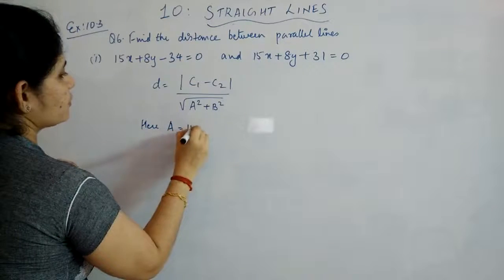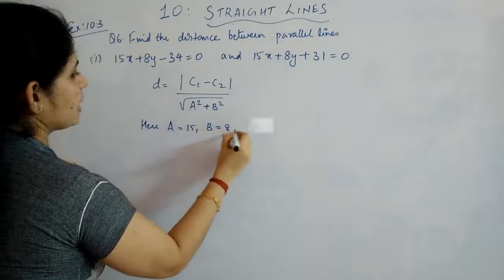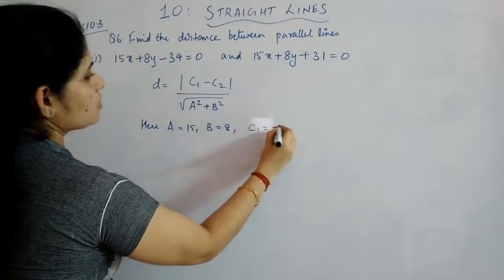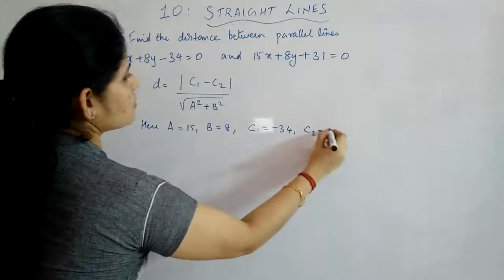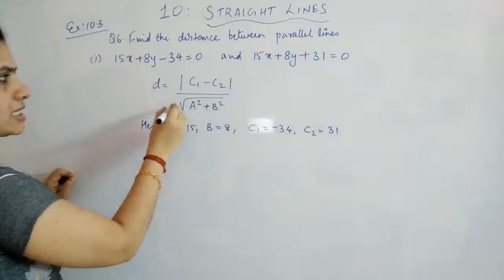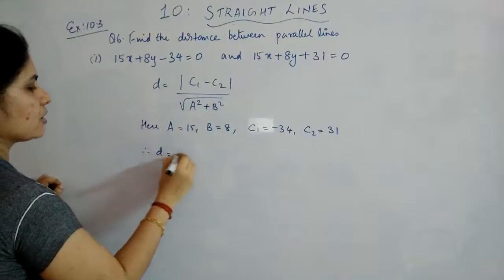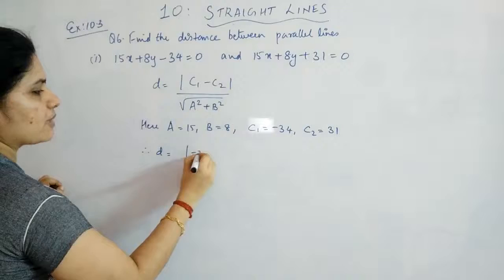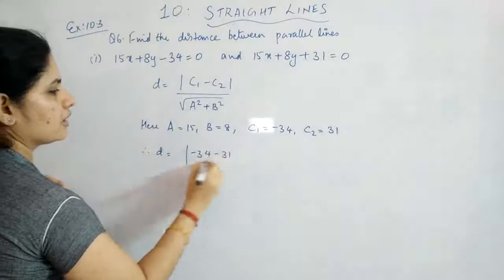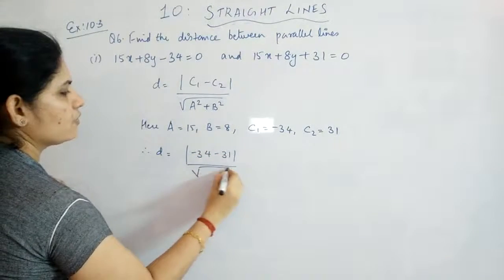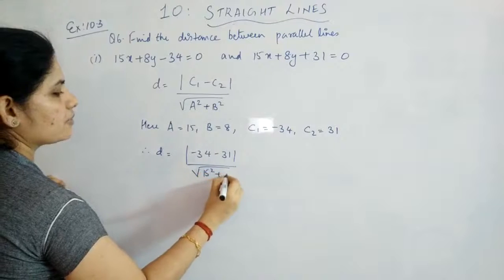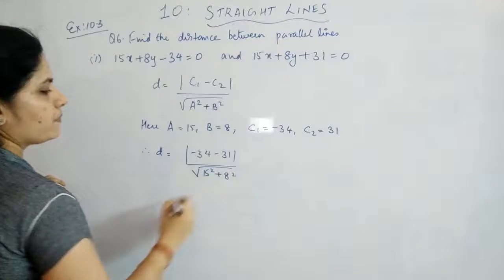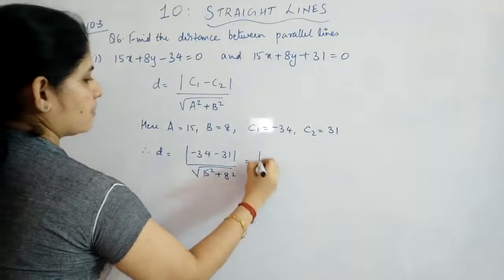a is equal to 15, b is equal to 8, c1 is equal to minus 34 and c2 is equal to 31. So you can just replace here. Therefore D is equal to mod of c1, which is minus 34, minus 31, divided by root of a square, which is 15 square, plus b square, 8 square. So what are you getting?